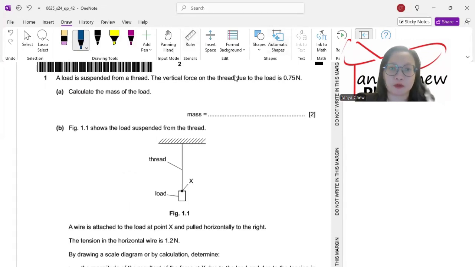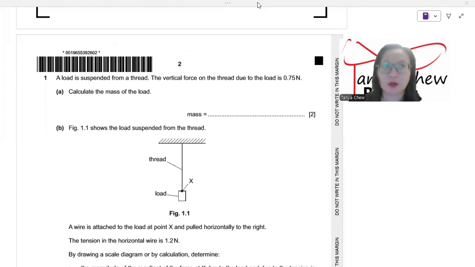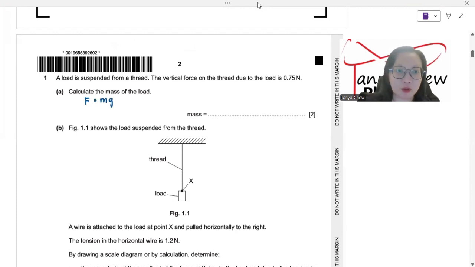The vertical force on the thread due to the load is 0.75 Newton. Calculate the mass of the load. So if you're about to calculate the mass of the load and the force is being given, all you need to remember is W equals mg or F equals mg. So F is given, so all you need to do is just sub in 0.75. m is the symbol of mass, which you are required to find.